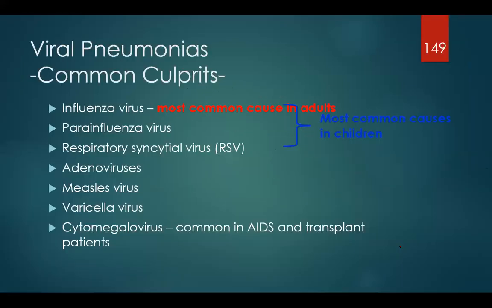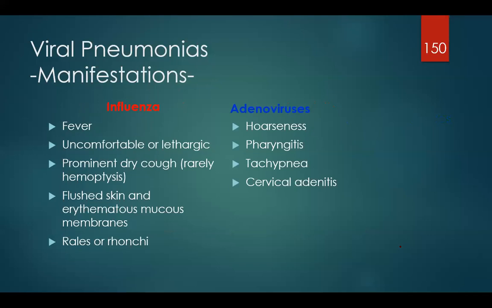Viral pneumonia: by far your most common cause in children is parainfluenza, and influenza is the most common cause in adults. Children also can experience RSV. We can have adenoviruses or coronaviruses, measles virus, varicella virus, or cytomegalovirus, which is common in AIDS patients and immunosuppressed patients like transplant patients.